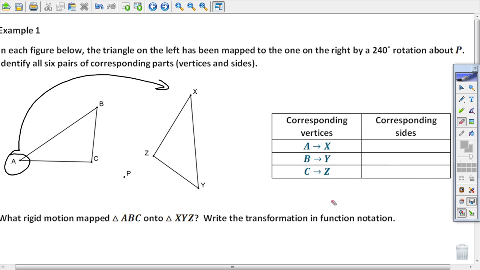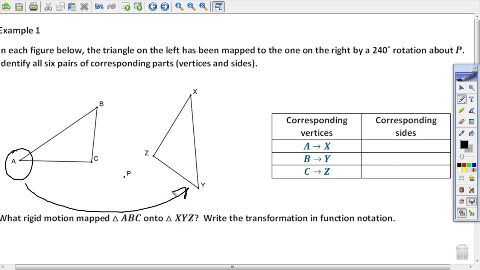Now this rotation was actually positive 240 degrees, so when I'm giving you this arrow here, I'm doing that incorrectly. Because it's a positive 240 degree rotation, which way am I rotating? I'm not going clockwise. Positive means counterclockwise. But A still ends up all the way around to X. 240 degrees.